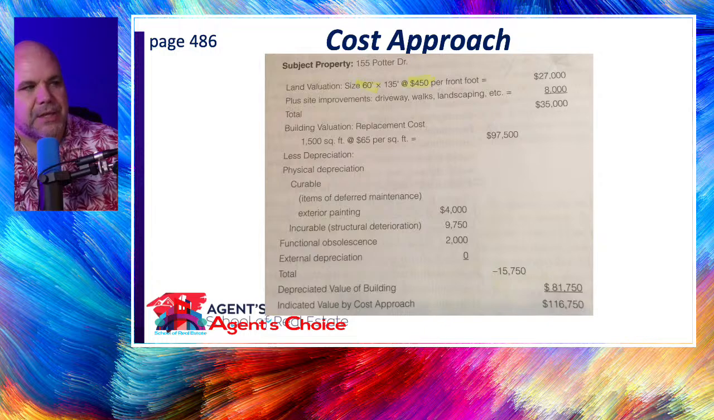All of that depreciation subtracted from the cost to build it new ends up with a depreciated value of the building of $81,750. But that's just a building floating in midair. We need to add the land value back in of $35,000. Now the cost approach method has determined this is worth $116,750.